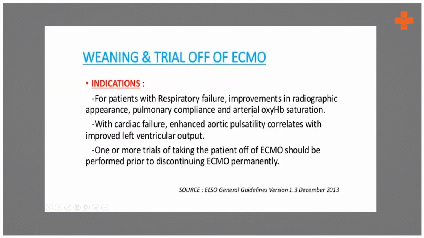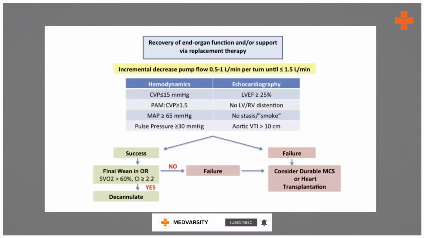Radiology is improving, the lung compliance is better, his arterial oxyhemoglobin is improving, you know the patient is ready for a weaning trial. With cardiac failure, you can see good aortic pulsatility, you know the patient is ready for weaning. So once he has a CVP of less than 15, MAP of greater than 65, a pulse pressure of greater than 30, echo showing an EF better than 25%, no stasis.